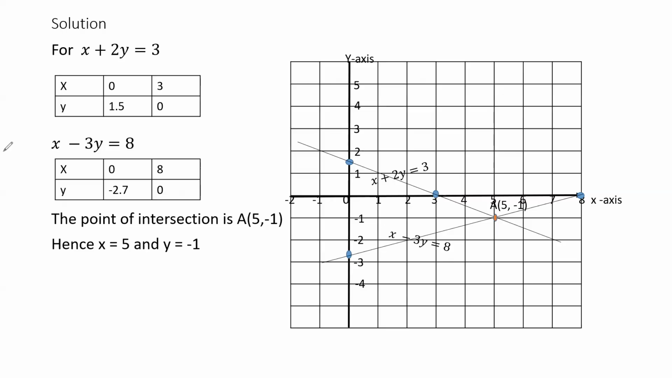I also plotted the second equation. When x is 0, y is negative 2.7, and when y is 0, x is 8. So negative 2.7 is here, and when x is 8, y is 0 is also here. So I join them also with a straight line, and the two are meeting here. If I go to the x-axis, x is 1 and y is minus 1. Or x is 5 and y is minus 1.